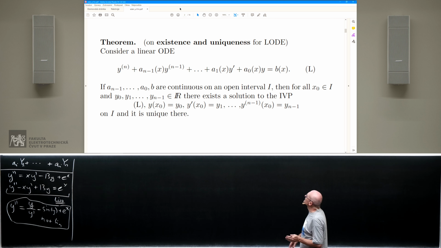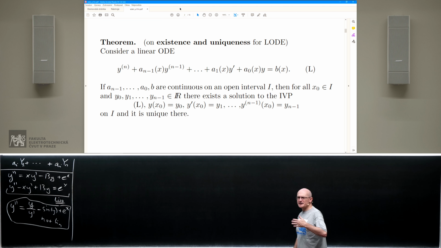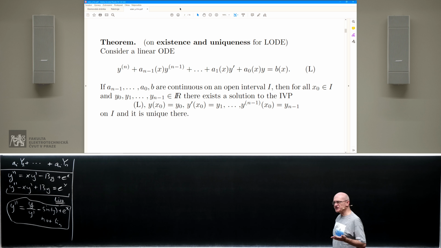It's a baseline demand. If the coefficients on the right-hand side are continuous on an open interval, then we have solutions there. And not only that, we can choose initial conditions in any way that we want, and we will have a particular solution on the whole interval I. So this is much stronger than the Picard theorem on uniqueness and existence, which was local. Here, the solution is guaranteed on the whole interval.